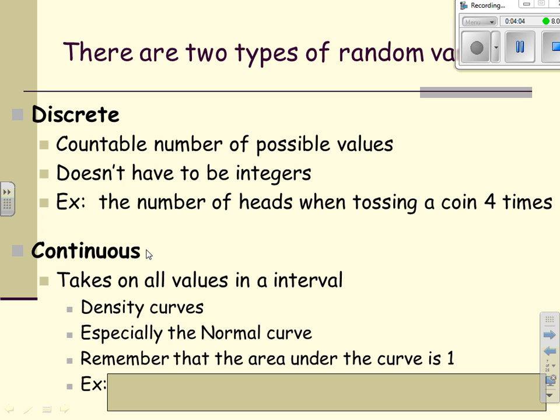So, for instance, it could be a situation where you could have any value from, say, 0 through 20, but not just 0, 1, 2, 3, 4. It could be 0, it could be 0.01 or 0.0001 or 0.000001. It could take any value along that given interval, any decimal that would work in there. What you want to be thinking about in a situation like that is a density curve.